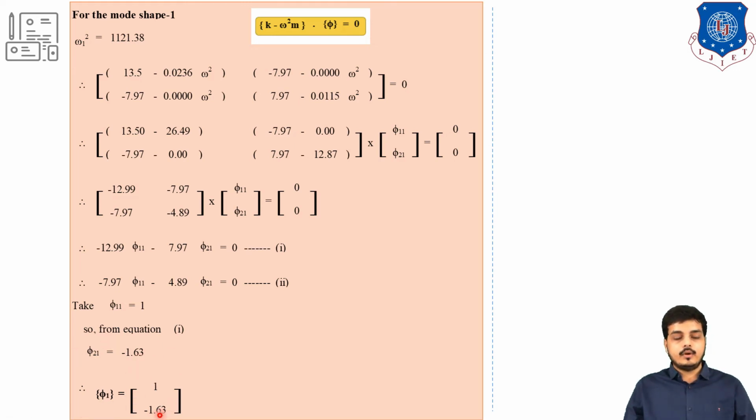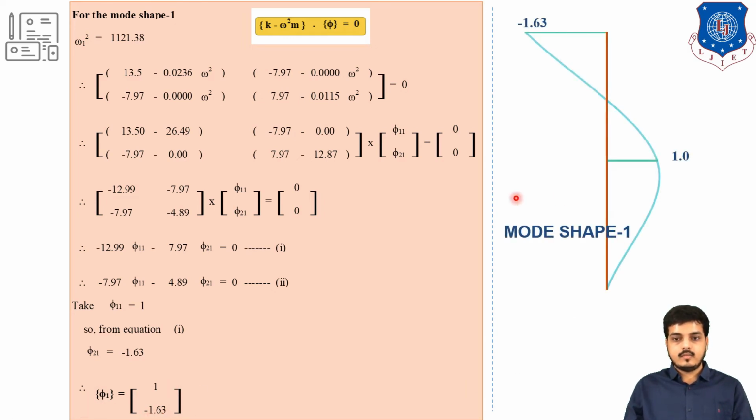Phi 1 equals 1 and minus 1.6. Look what I'm supposed to explain. So this is my building, this is its height, this is my floor 1 and this is my floor 2. In our first mode shape, the first value phi 11 is considered to be 1, due to which we have got that phi 21 will be minus 1.6. So whenever this is 1, the second story will be minus 1.6. So this is my mode shape 1.